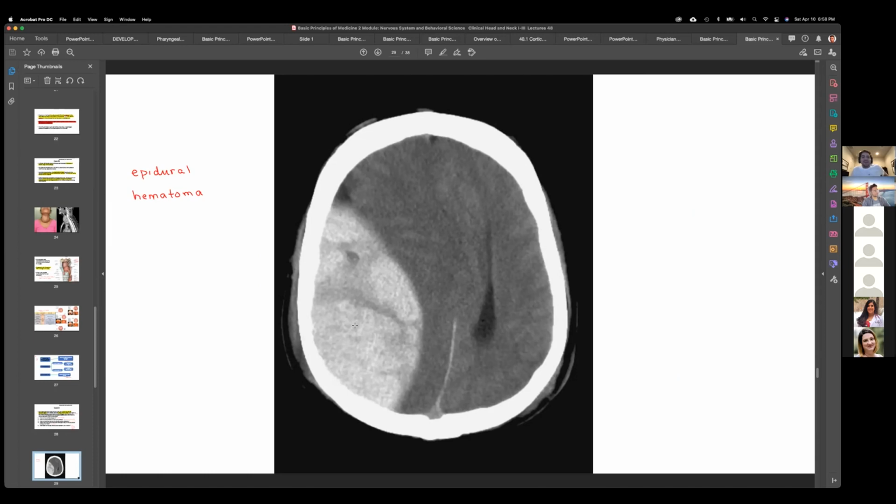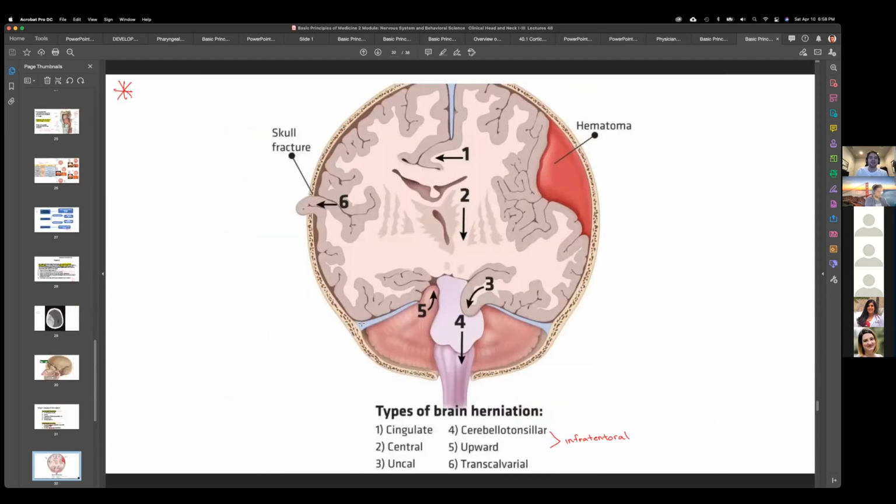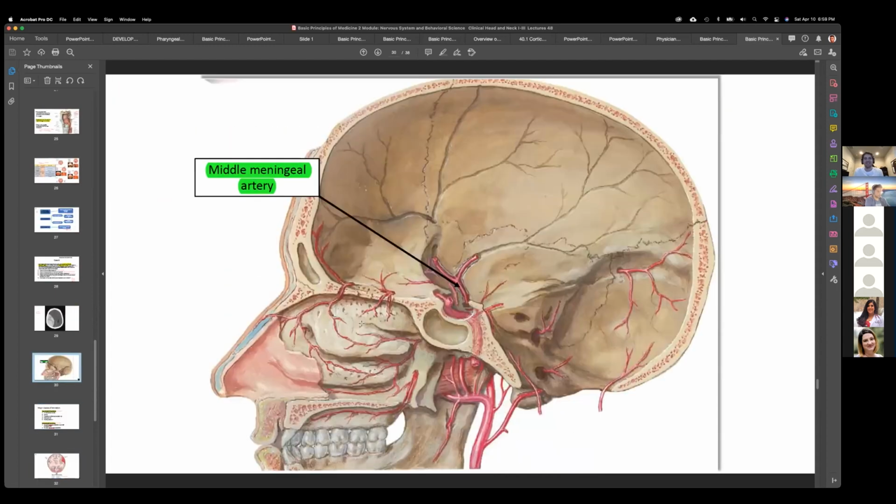Yes, so yes, could lead to uncal herniation, all that jazz. Y'all know this by now. Middle meningeal, yes, good stuff. A question about that? Yes.